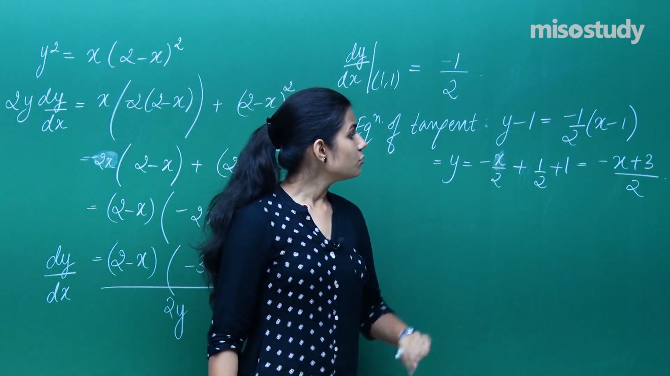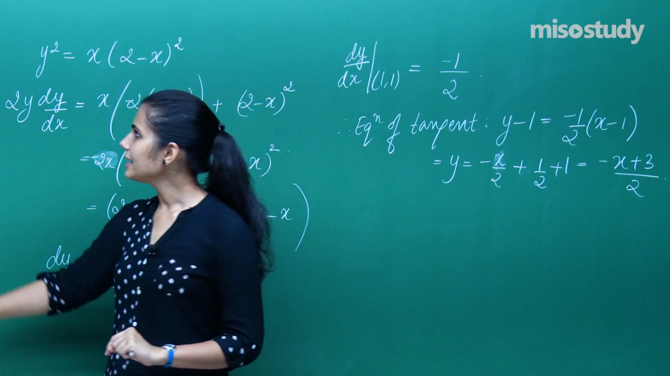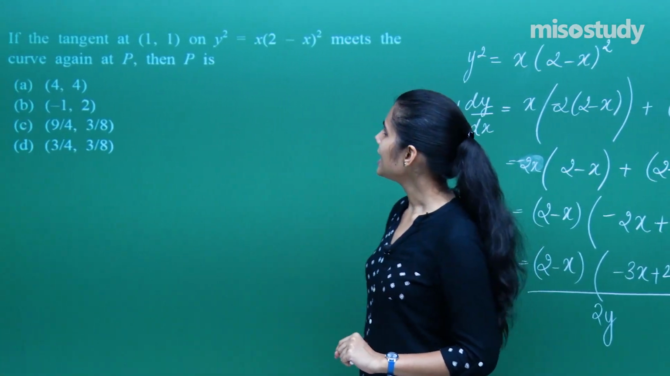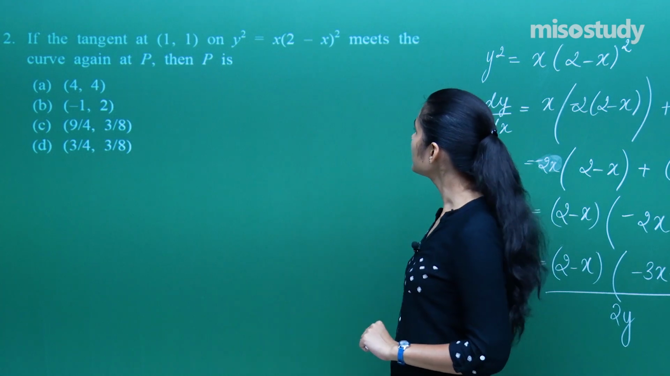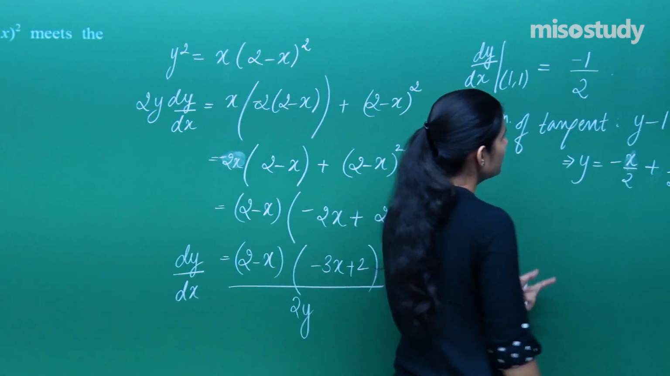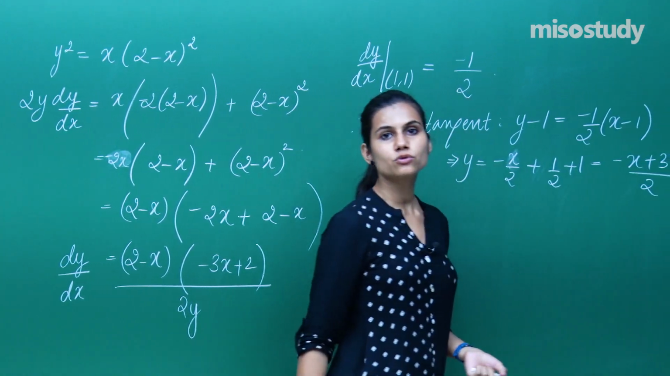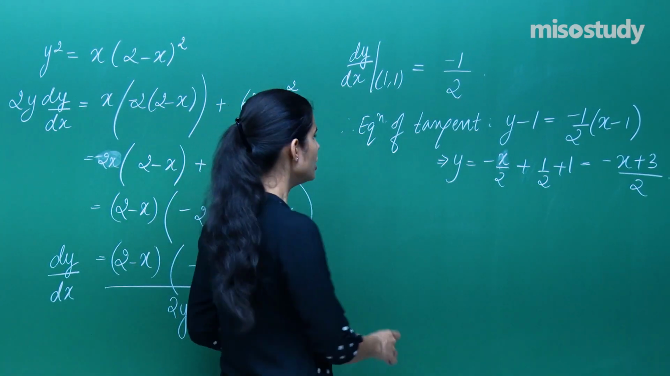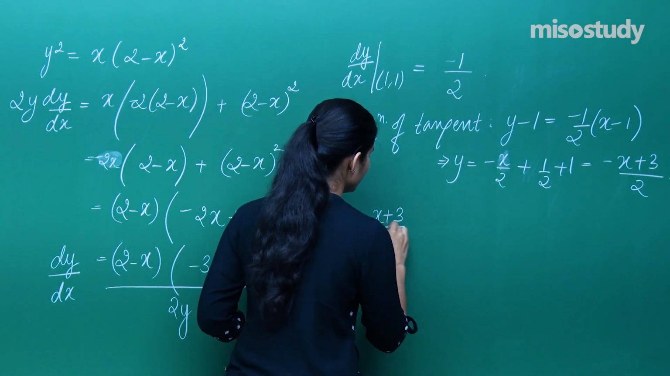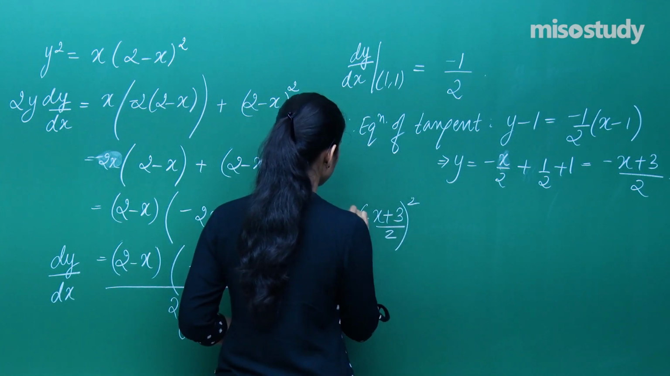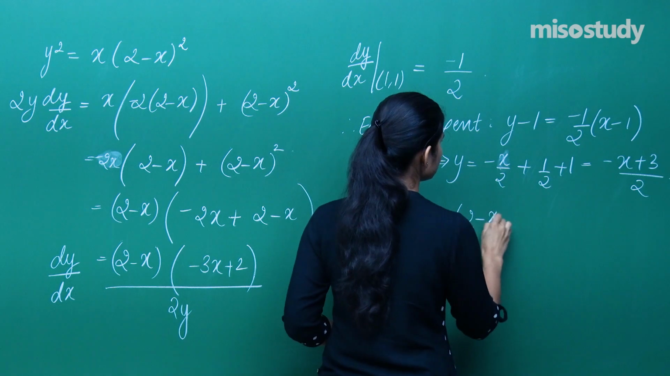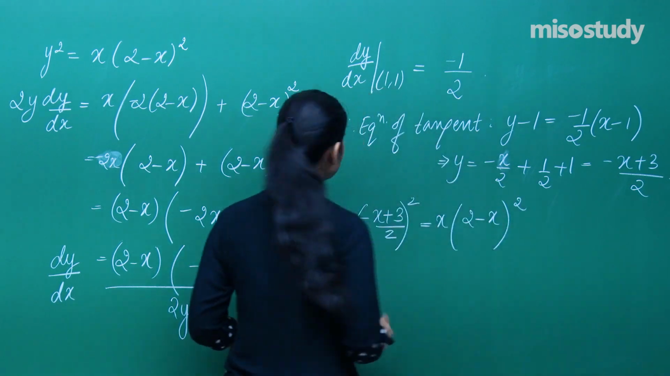Now, y is equal to minus (x plus 3) whole upon 2, and I know it is going to satisfy the equation of this curve because the tangent is on this particular curve. It is meeting the curve at point P. That means y equals minus (x plus 3) by 2 is going to satisfy the equation of my curve. So, I will be getting y square, which means [minus (x plus 3) by 2] whole square equals x into (2 minus x) whole square.